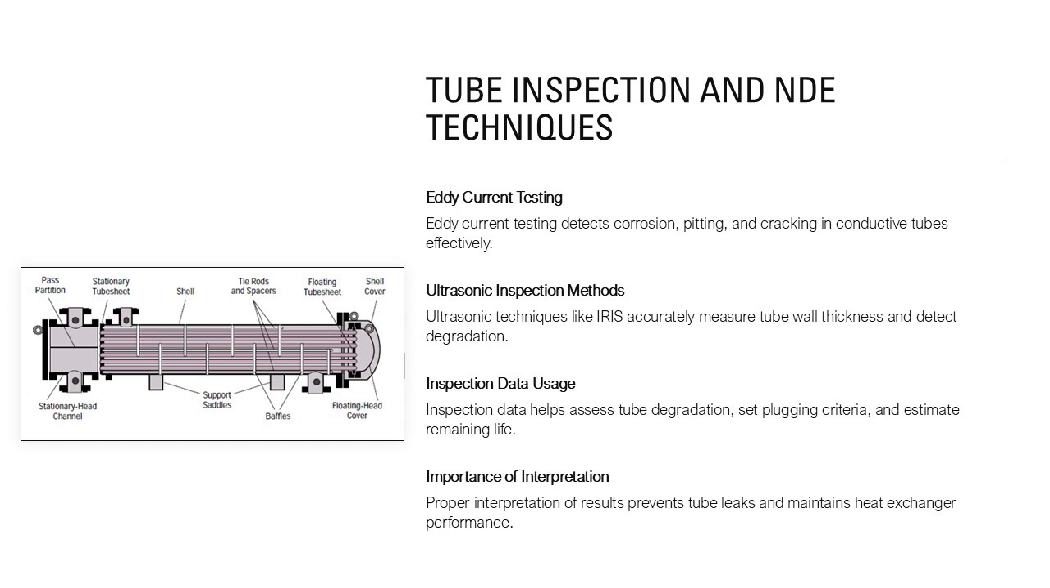Tube inspection data are used to assess the extent of tube degradation, determine plugging criteria, and evaluate remaining life. Inspectors must ensure that inspection coverage is adequate and that acceptance criteria are clearly defined. Proper interpretation of tube inspection results is essential for preventing tube leaks and maintaining exchanger performance.